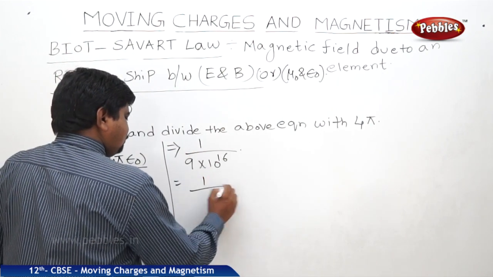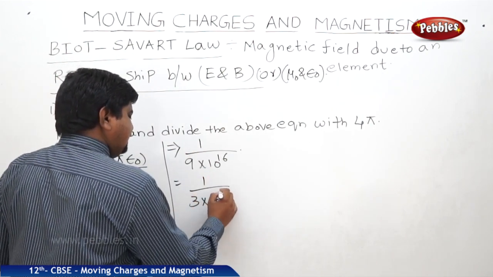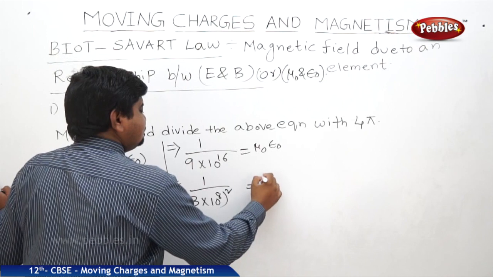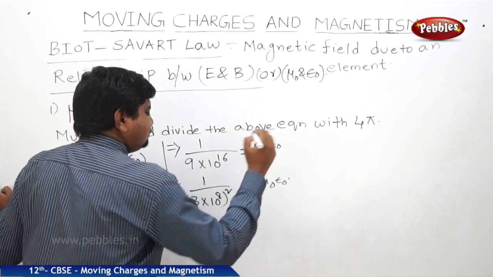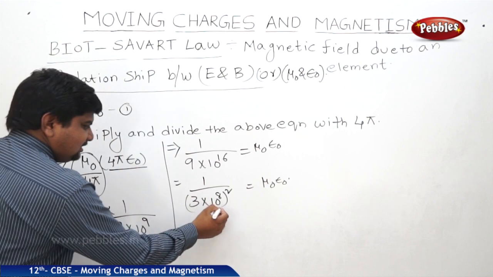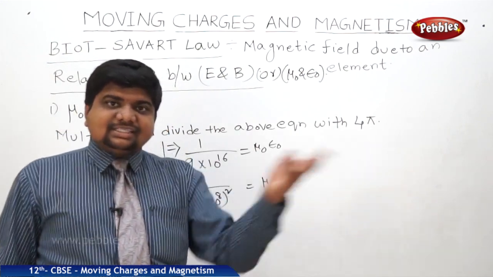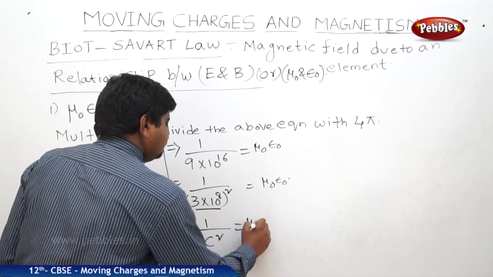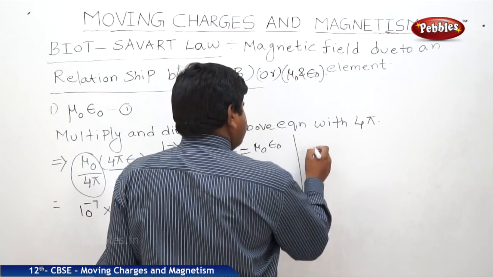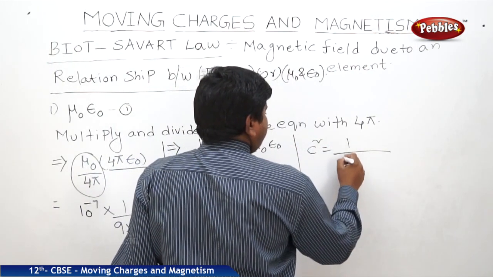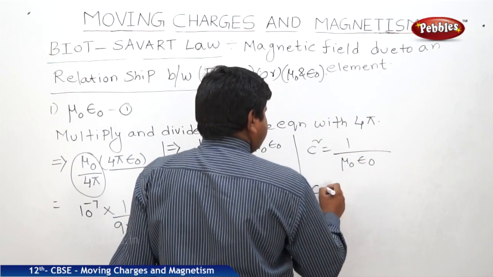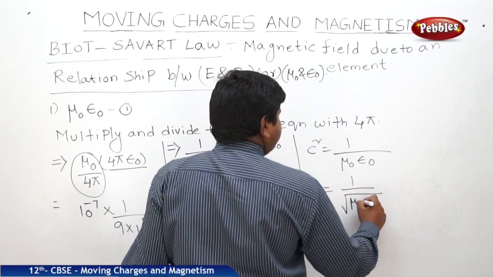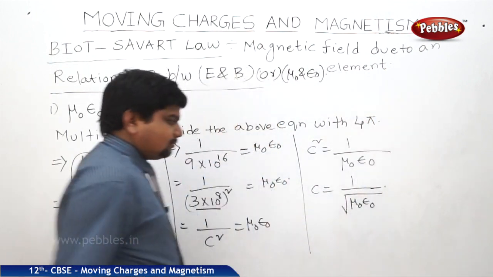We can write this as 1 by (3 into 10 power 8) whole square, which is equal to mu naught epsilon naught. What is this 3 into 10 power 8? Speed of light or velocity of light. So 1 by c square is equal to mu naught epsilon naught. C square is equal to 1 by mu naught epsilon naught. Therefore, C is equal to 1 by under root mu naught epsilon naught.